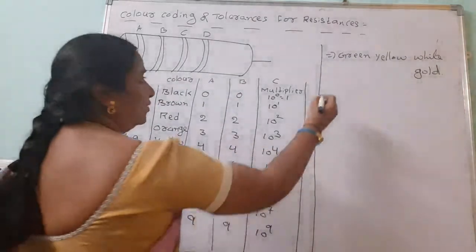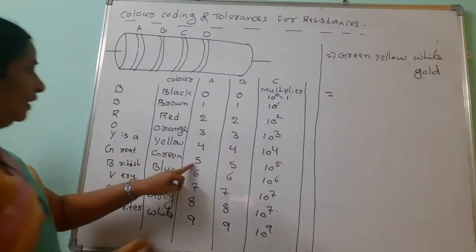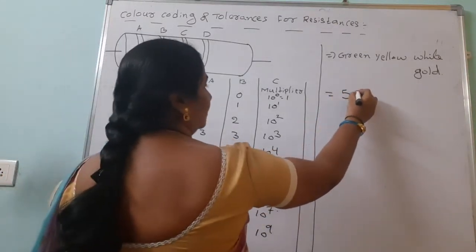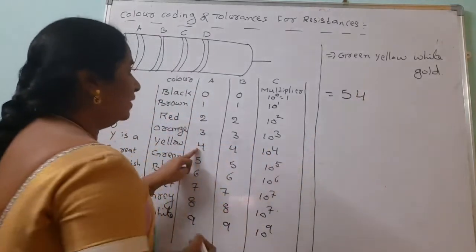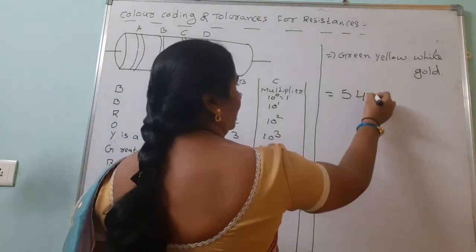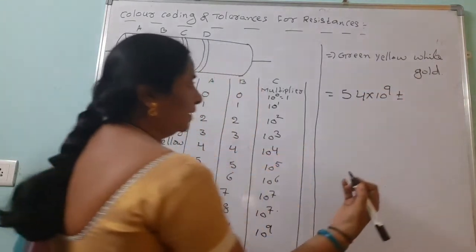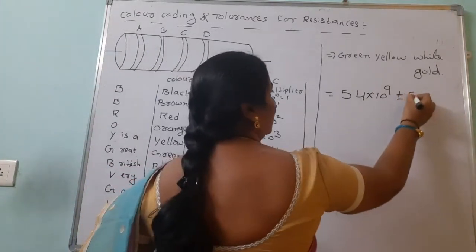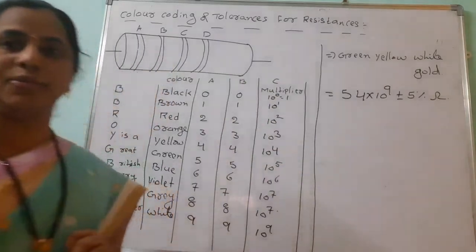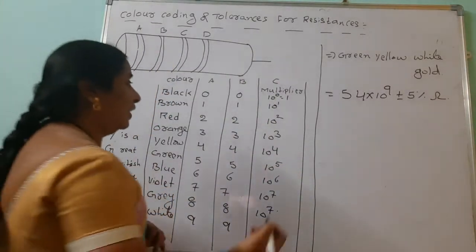What is the value of this one? Here green is 5, then yellow is 4, then white is 10 to the power of 9. Then the error, we take plus or minus, gold means 5%. So like that, based on the color we can find the resistance.